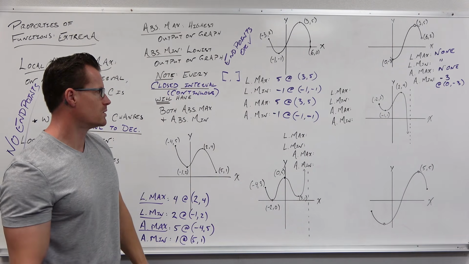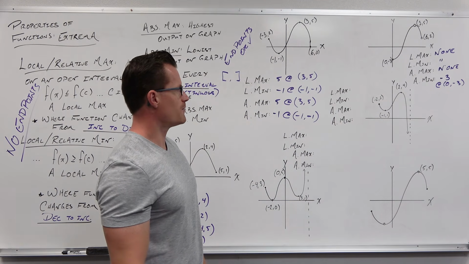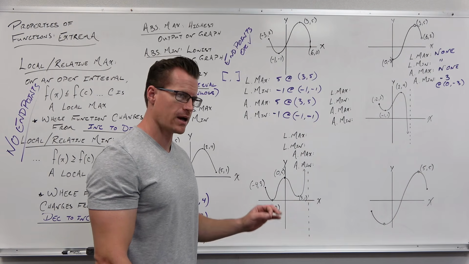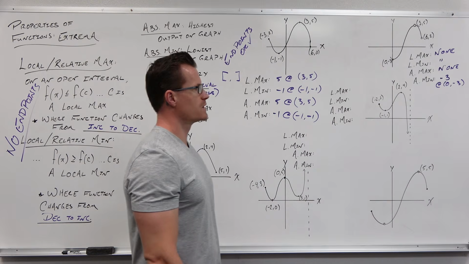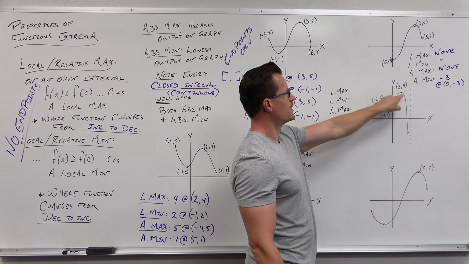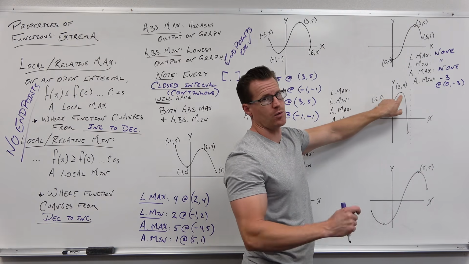Let's do that one. So do we have a local max? Think for yourself. Is there a defined point, not open, where we change from increasing to decreasing? We're on an open interval, a little neighborhood, and we have a high point. Yeah, we have one right there. So the local maximum is 4. It occurs at the point (2, 4).